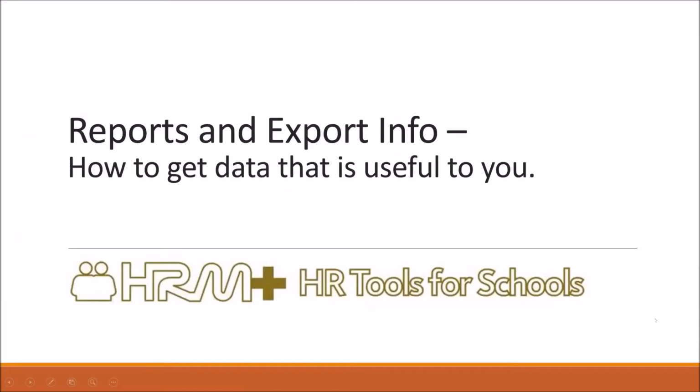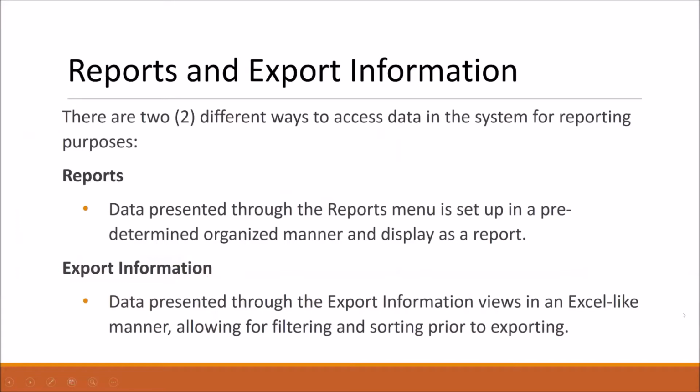So let's get started. It's important to know that there are two different ways, I'm going to close this so it doesn't block the view, to access data in the system for reporting purposes. We have reports and we have export information. In my mind, I think this way: reports are static, in a predetermined, organized manner on a page. They're pretty. And export information is that Excel-like data so that you can filter it and sort it, just like Excel. But they're still reports. They're just two different ways.